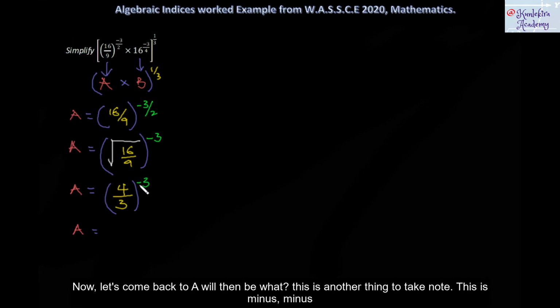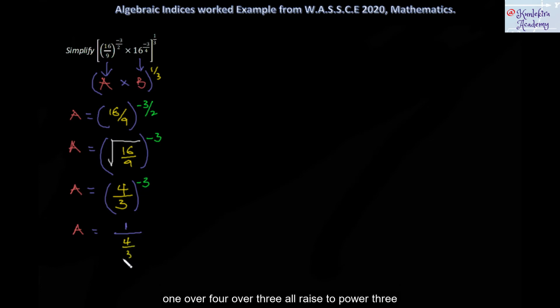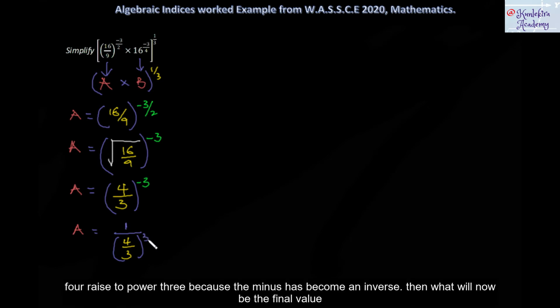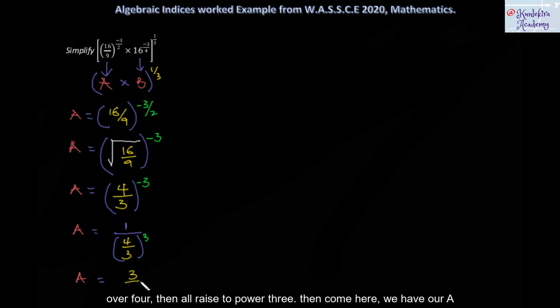Now let's come back to a. This is another thing to take note. This is minus. Minus in indices will become what? An inverse of the number, and that will be 1 over 4/3 all raised to power 3, because the minus has become an inverse. Then what will now be the final value for a? A will be equal to, now the inverse of 4/3 will be what? 3/4. That will be 3/4, then all raised to power 3.